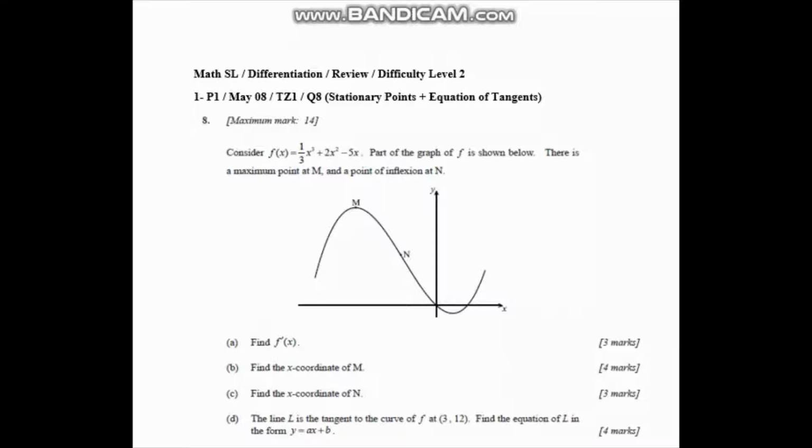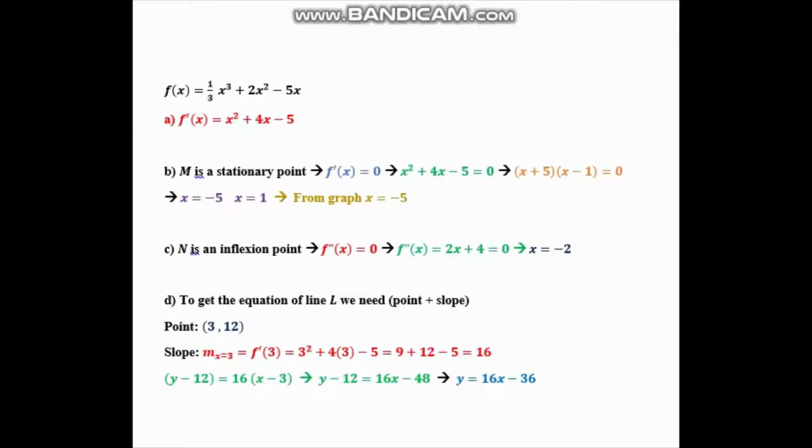Finally, in question D, we are asked to find the equation of L, where L is the tangent to the curve of f at 3, 12, and we want to write the equation in the form y equals ax plus b. So to get the equation of line L, we need a point and a slope. We are given the point in the question as 3, 12. In order to get the slope, I shall evaluate f dash of x when x equals 3, which is the x coordinate of my given point.